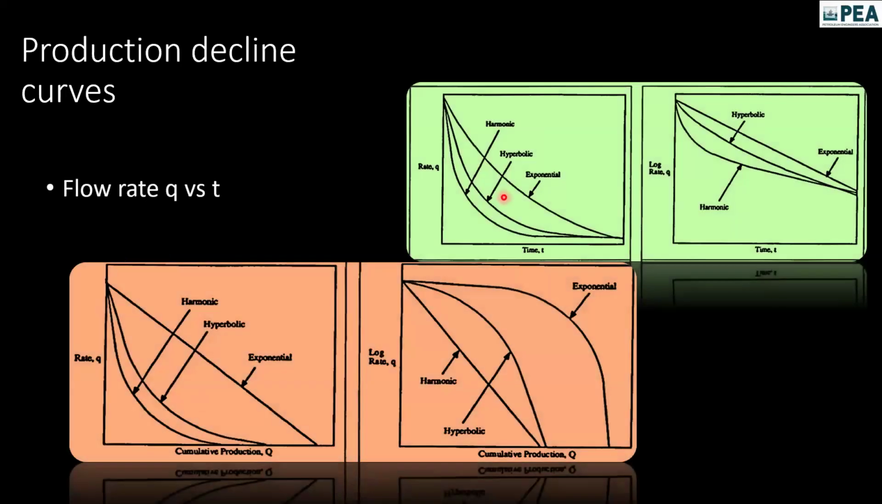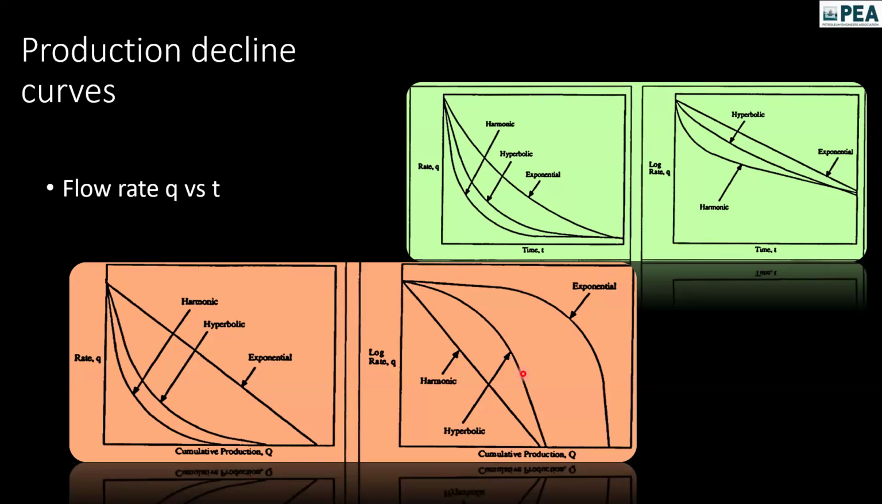And these are the production decline curves. Altogether, they are 12: three curves with different axis units. One is Q versus T, like flow rate versus time, and the trend of the curves looks like this: exponential, hyperbolic, harmonic. Log Q versus T, the trend looks like this. And Q versus cumulative production, this is how the trend looks. And log Q versus cumulative production, this is how the equations look.